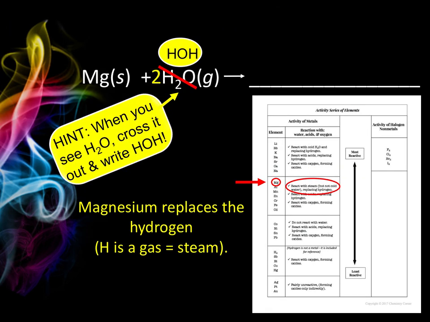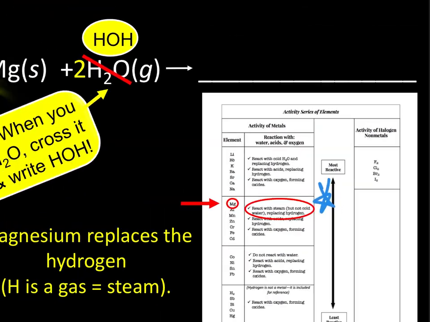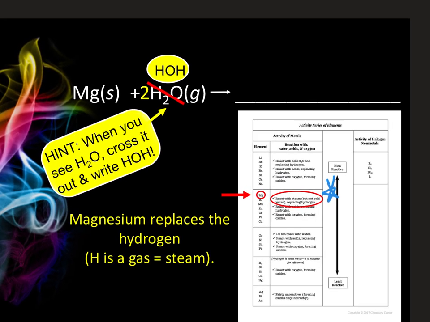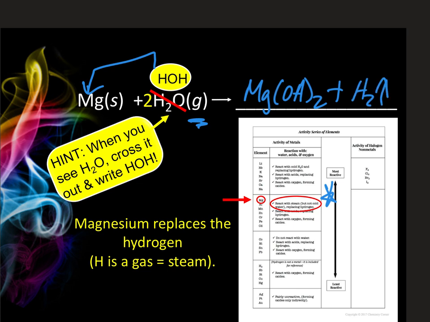All right, what about this one? Magnesium and water. Again, we're going to have to read this very carefully. Let's zoom in and take a look. Magnesium reacts with steam, but not cold water, replacing hydrogen. Oh, this is cool. So this is gas, so that means we're going to get a reaction. This hydrogen is going to come over to this magnesium. I'm going to get magnesium hydroxide and H2 gas. All right, that's what I'm going to get. Why am I going to get H2 gas? Because this OH went with the magnesium and H2 went over here.